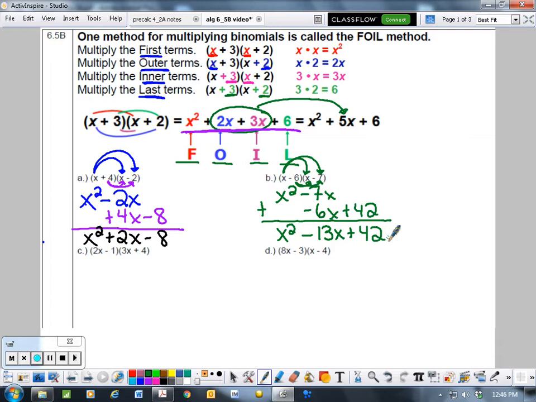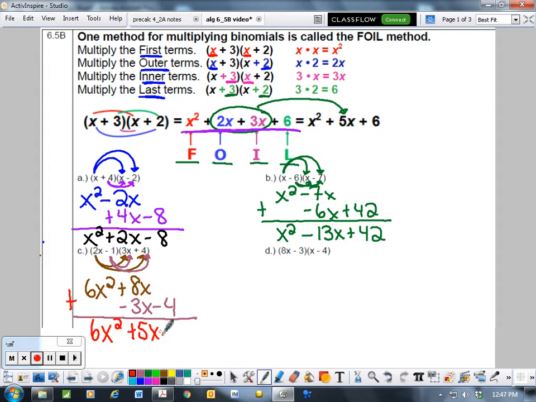So now we're going to mix it up a little. We're going to have some numbers in front here. So now I'm going to go ahead, and I don't have a lot of room above. So 2x times 3x, so 6x squared. 2x times 4 is 8x. Switch to another color here. So -1 times 3x, -3x, and then -1 times 4, -4. And again, we combine those like terms. So 6x squared plus 5x minus 4.